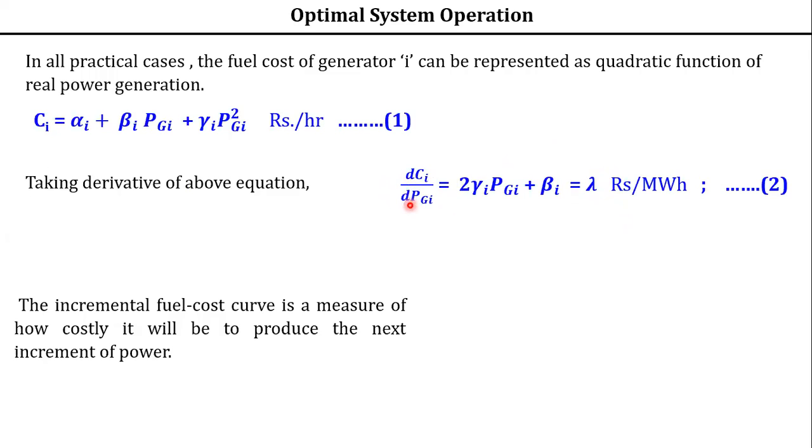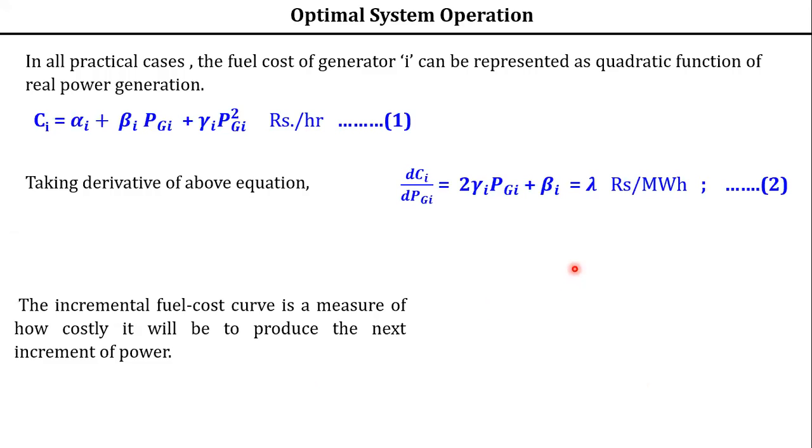And what is the significance of this incremental fuel cost? It gives a measure of how costly it will be to produce the next increment of power. I think it got disconnected. Okay, now I connected again. So the incremental fuel cost curve is a measure of how costly it will be to produce the next increment of power. That is the significance or importance of your incremental cost.